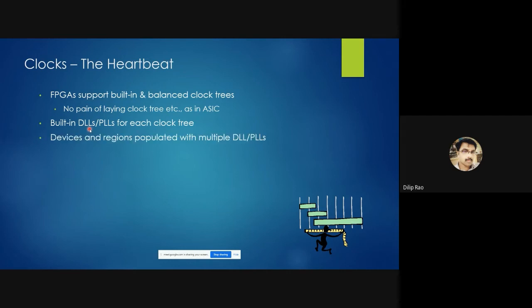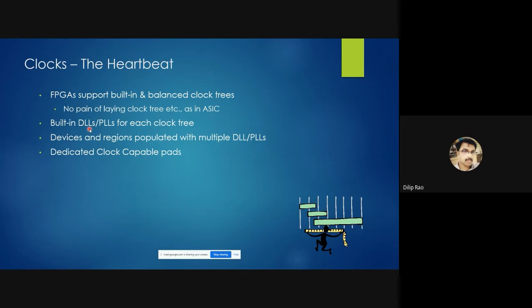As I said, the device's clock is a very critical aspect, so it has to be treated with a lot of care. The device itself is divided into several regions and sections, and each region comes with its own clocking resources, including DLL and PLL. They are populated with multiple DLLs and multiple PLLs. Based on where the rest of your system is populated, you can choose the necessary clocking resources in and around it.